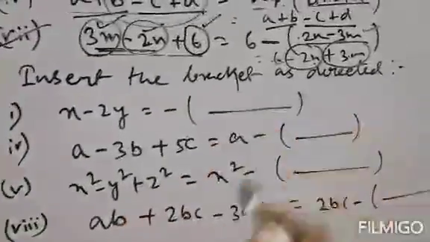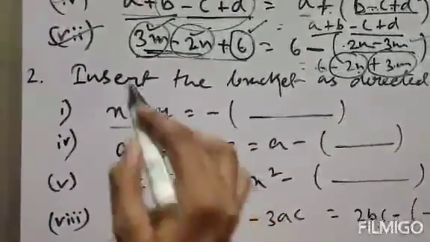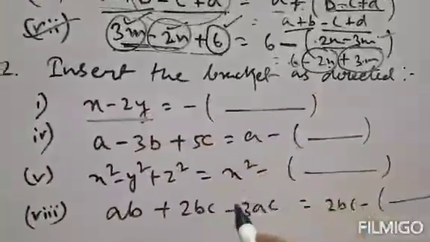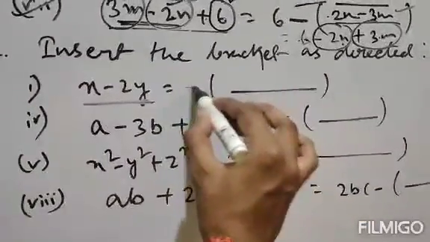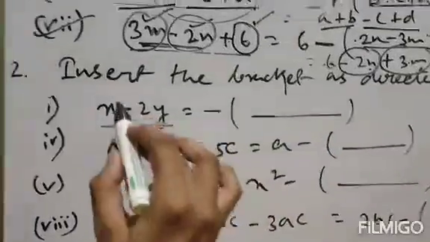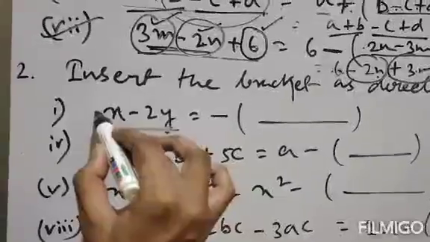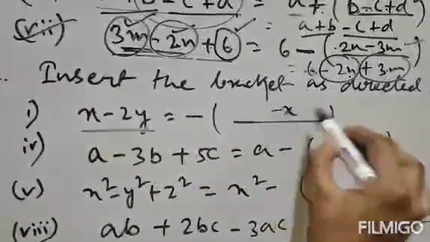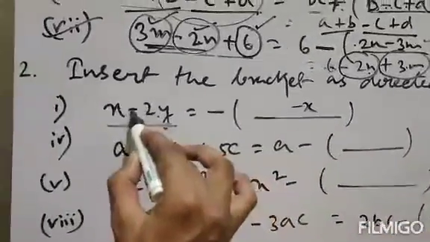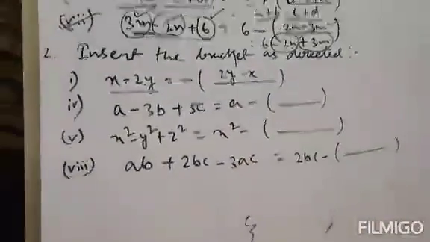Question number 2, insert the bracket as directed. That means the term is given and we will put this term into this bracket. See, a minus sign is already given here, so we will just reverse the sign. The sign of x is plus here, so inside the bracket the sign of x will be minus. And the sign of 2y is minus, so here the sign of 2y will be plus. So that is your answer, 2y minus x.